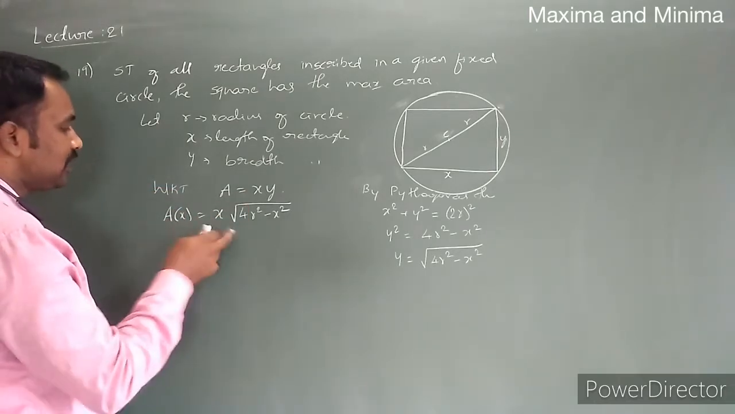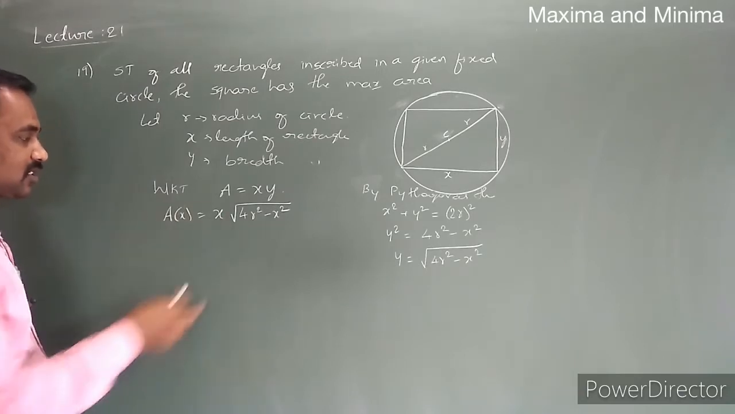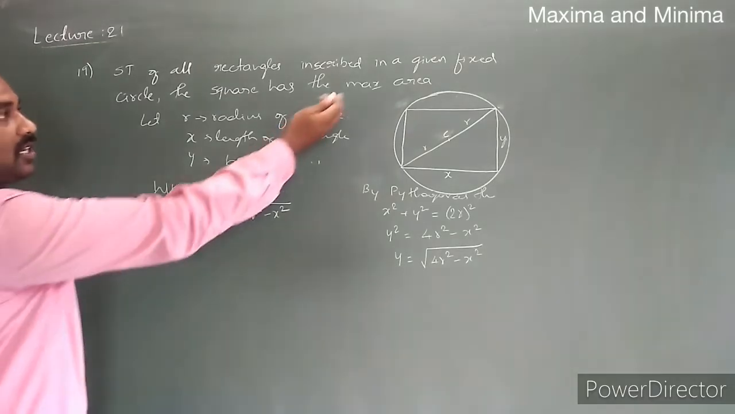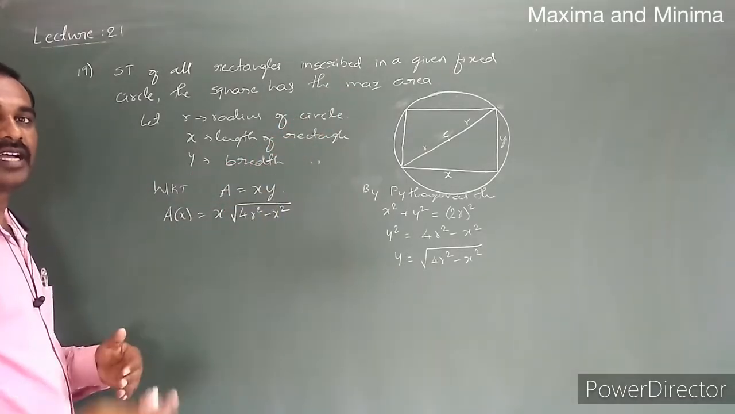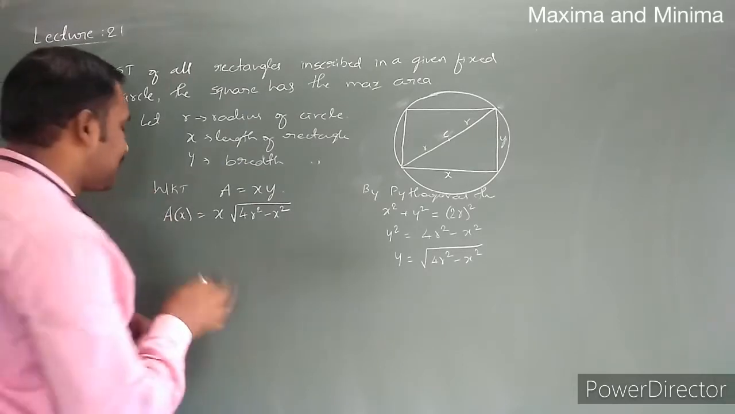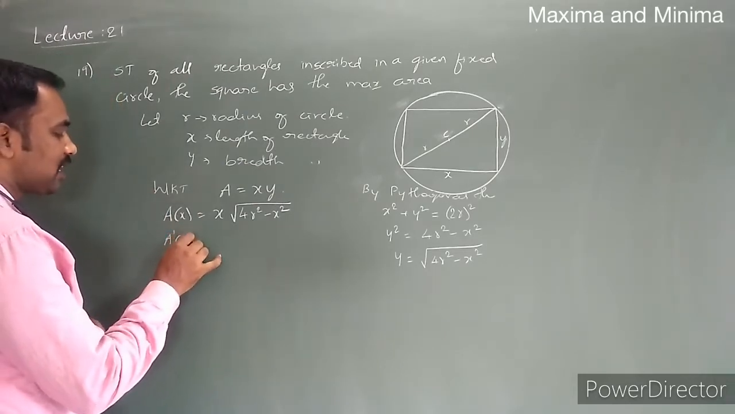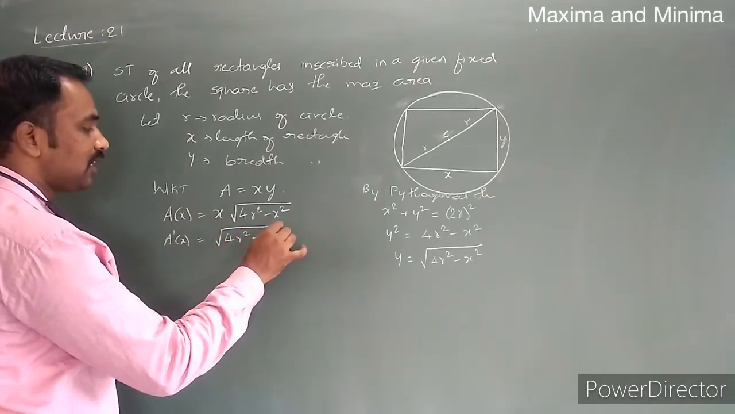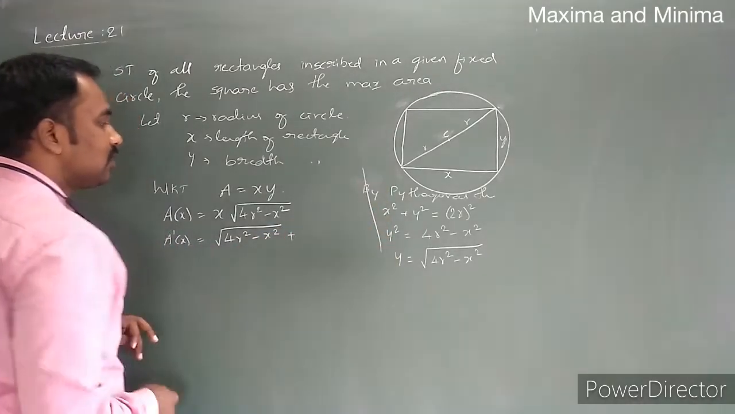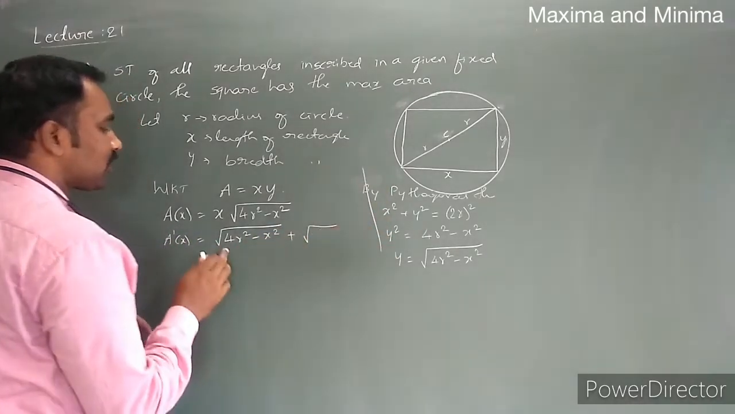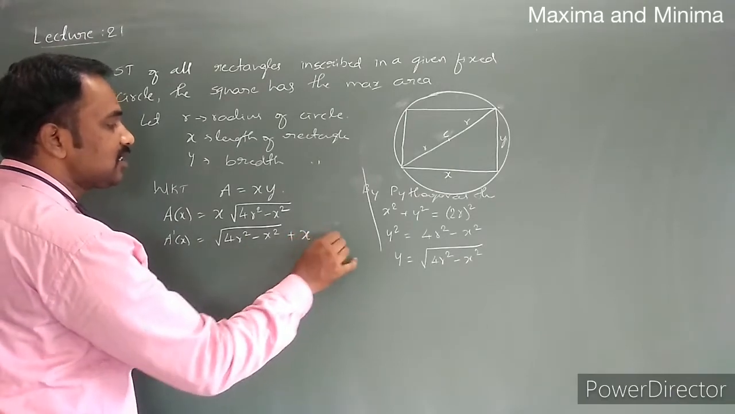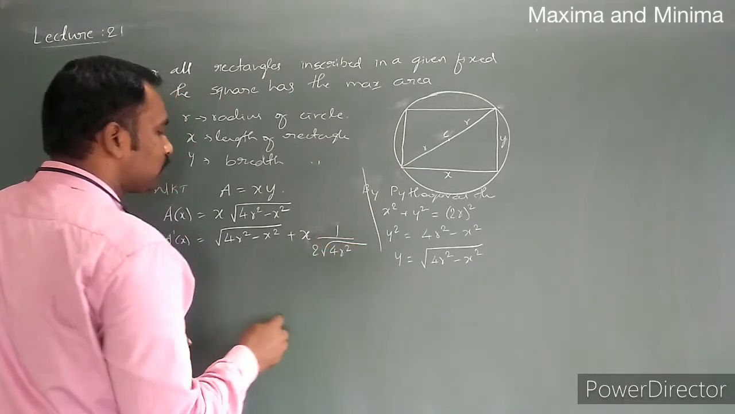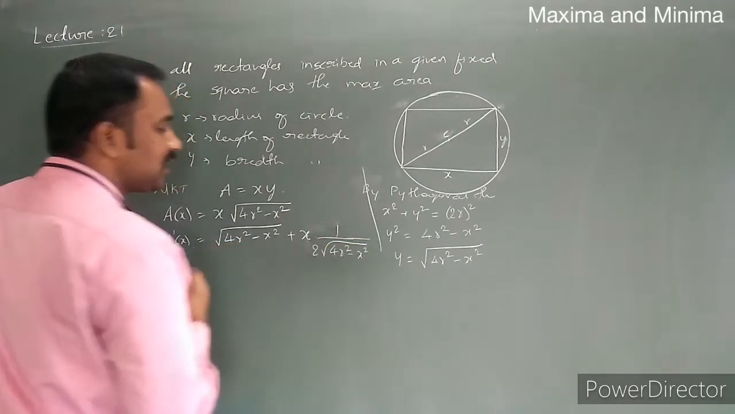Okay. So here area in terms of only x. Use the second derivative test: get A double dash of x as positive or negative. For a maximum, A double dash of x at the critical point should be negative. So differentiating once, A dash of x is equal to x into the differentiation of root of 4r square minus x square, plus root of 4r square minus x square as it is times the differentiation of x, which is 1, so it is 1 by 2 into root of 4r square minus x square.